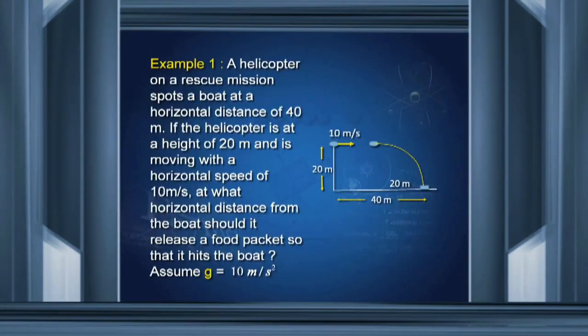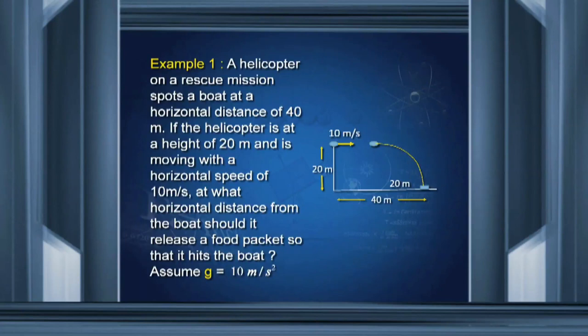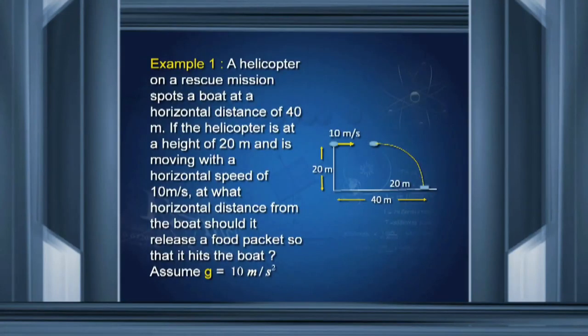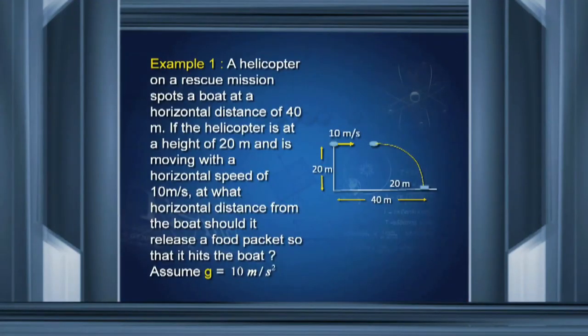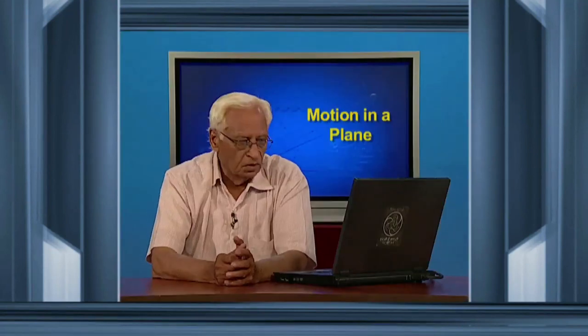A helicopter on a rescue mission spots a boat at a horizontal distance of 40 meters. The helicopter finds that there is a boat at a distance of 40 meters from it. If the helicopter is at a height of 20 meters and is moving with a horizontal speed of 10 meters per second, at what horizontal distance from the boat should it release the food packet so that it hits the boat? You see, the food packet, as you recall, would have the horizontal velocity of the helicopter. So, the food packet starts with a velocity of 10 meters per second. So, remember this, and we are going to take g equal to 10 meters per second square for the simplicity of calculations. So, let us solve this problem for the helicopter pilot so that he does not make a mistake.